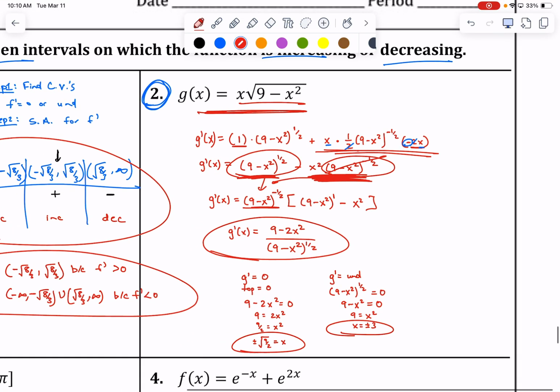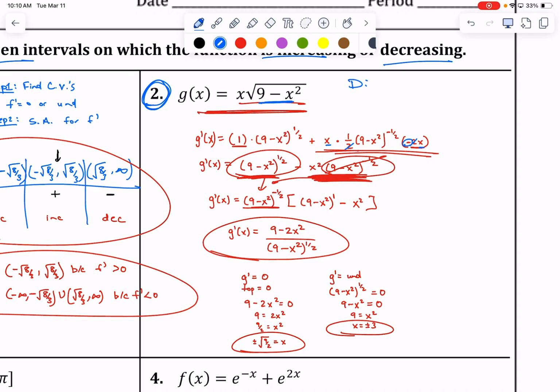But I told you yesterday, this is going to burn you if you don't do this. You got to check the domain because you might throw some of these critical values out. So how do you check the domain? You look in the original problem and you say, what can x not be? Well, x cannot be something that would make this what underneath the square root? Negative. You don't want it to be negative. You want it to be greater than or equal to what?